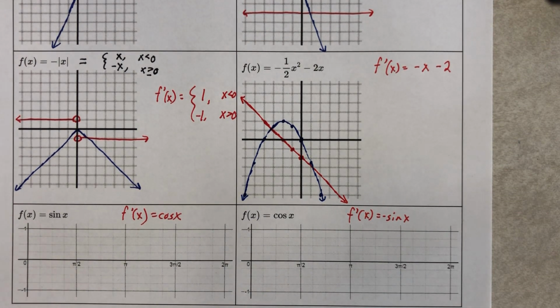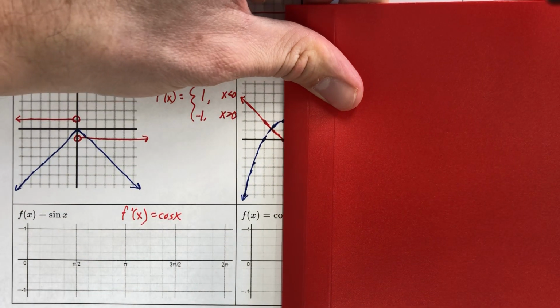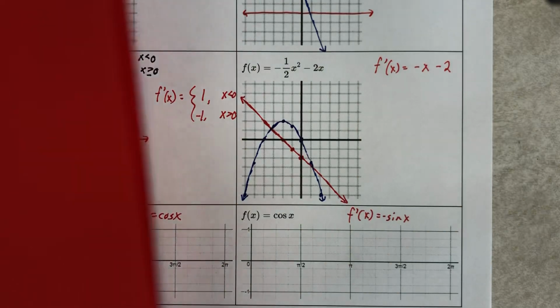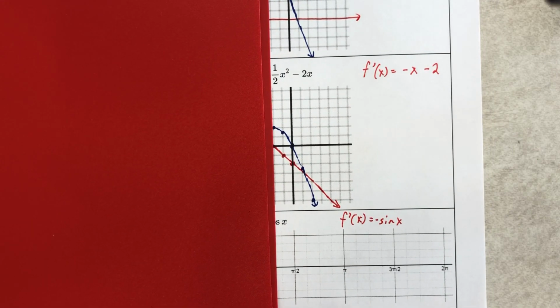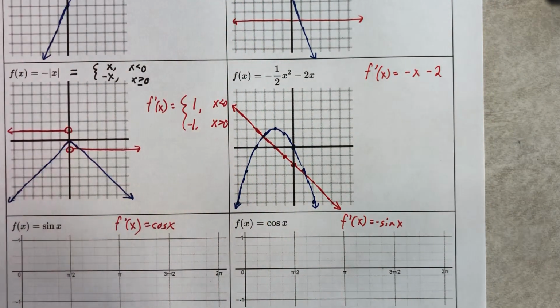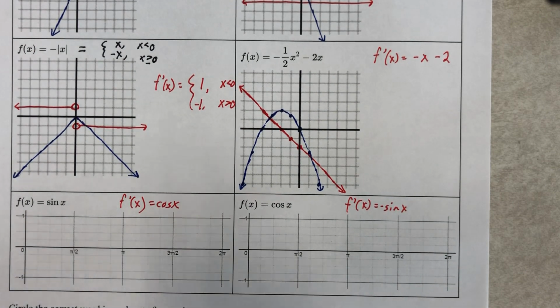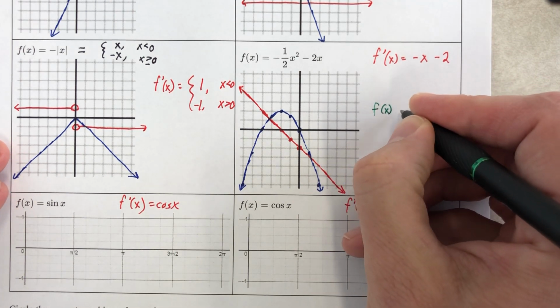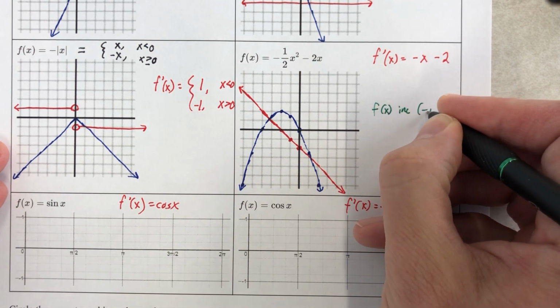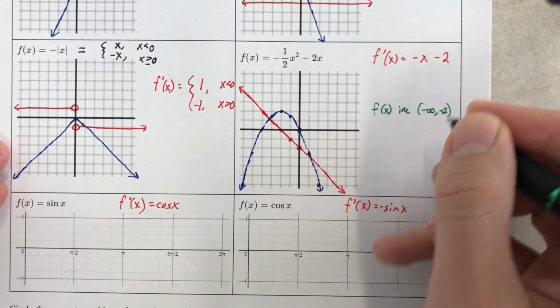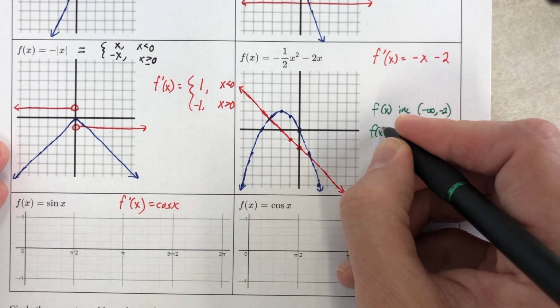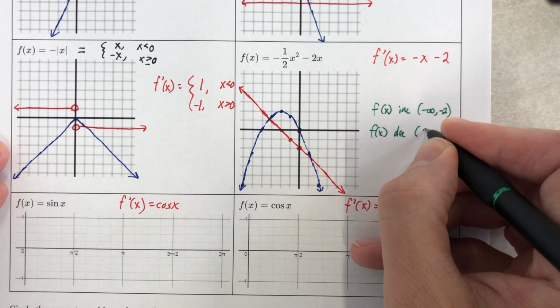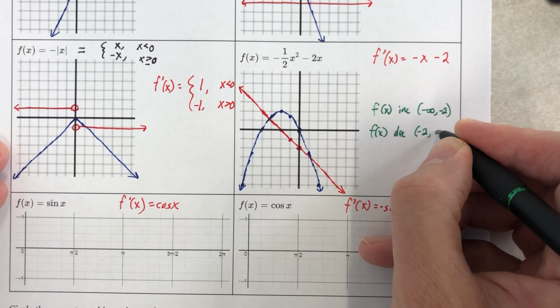The parabola is increasing for this interval and decreasing on this interval, okay? I think that's worth noting. And so I'm gonna write a few things down in green that I think are worth saying. So the function is increasing for negative infinity to negative 2, and the function is decreasing for negative 2 to infinity.